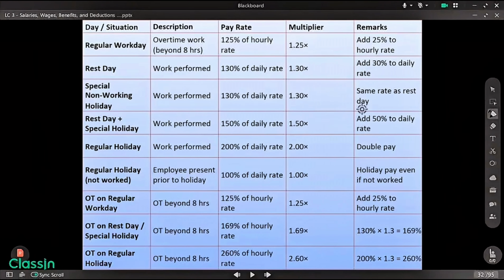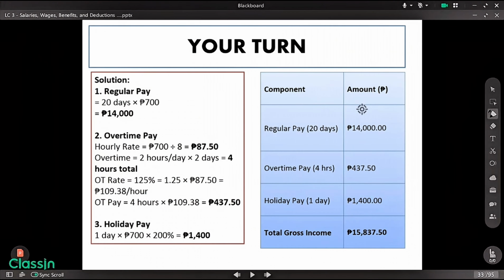So next, again, this is the table for the rate during holiday, overtime pay, and so on and so forth. This is the answer.